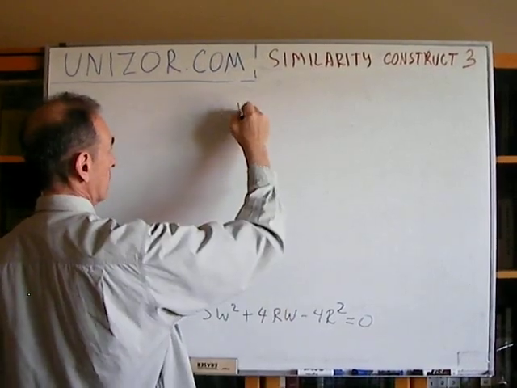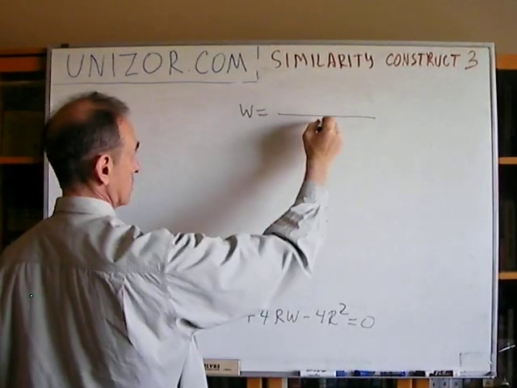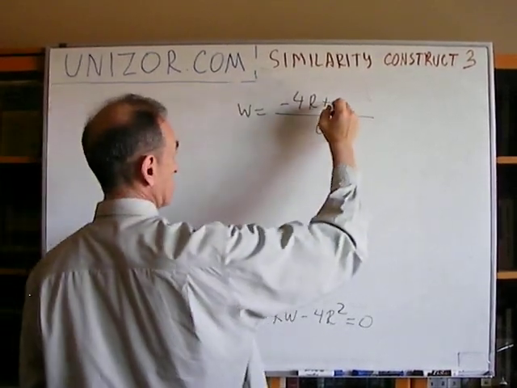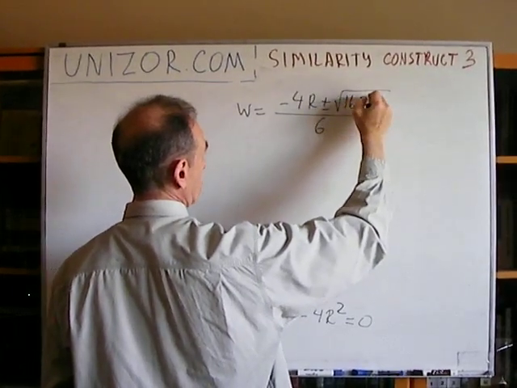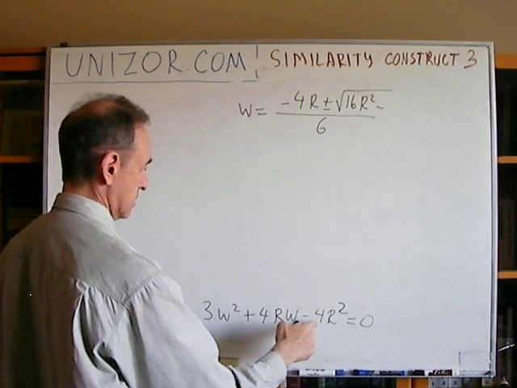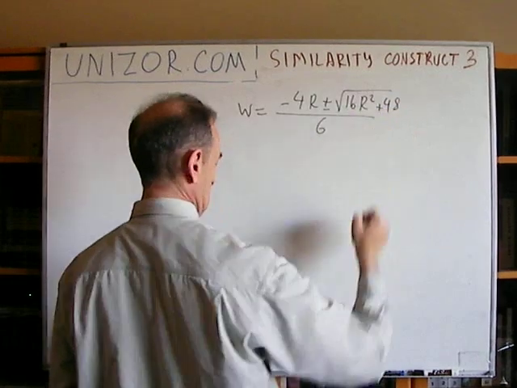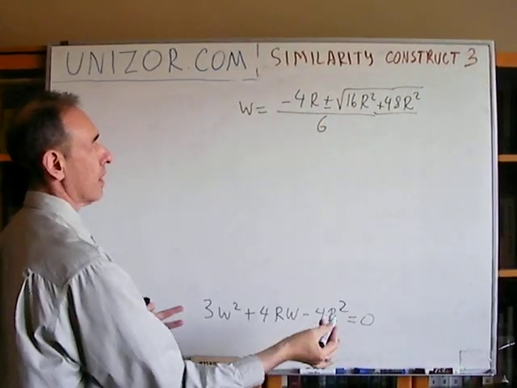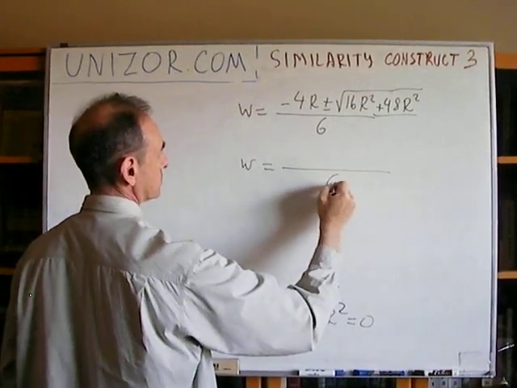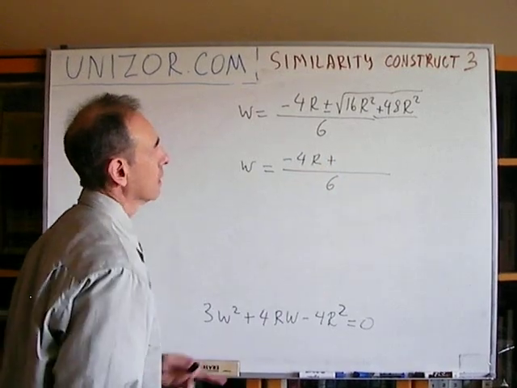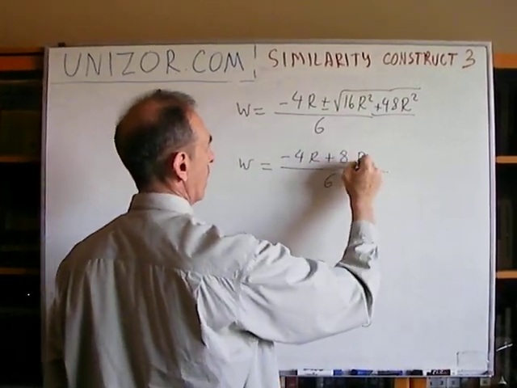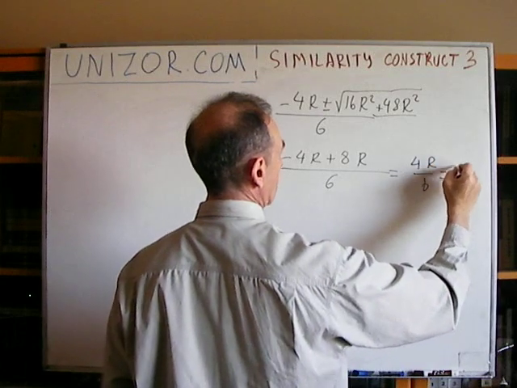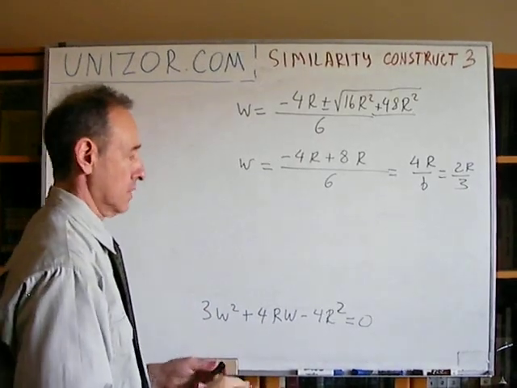So, w is equal to minus 4r plus or minus the square root of 16r square minus 4 times this times this. This is a negative, so it's 48r square. Right? I think I'm right. Now, minus obviously is out because we are talking about segments. So w is equal to minus 4r plus, this is 64, so it would be 8r, over 6, which is equal to 4r over 6, or 2r over 3. So that's our answer.